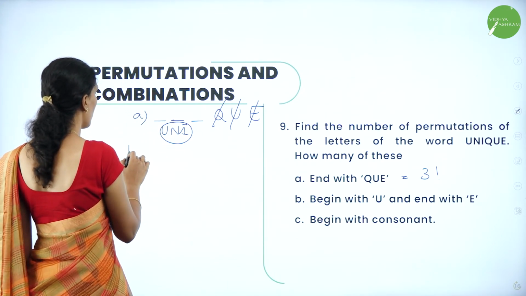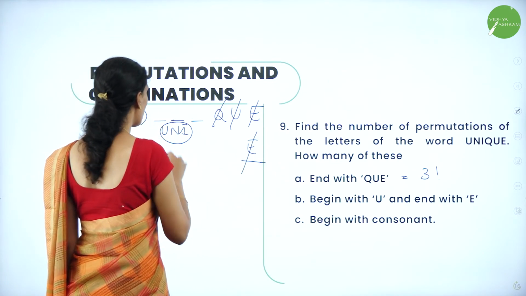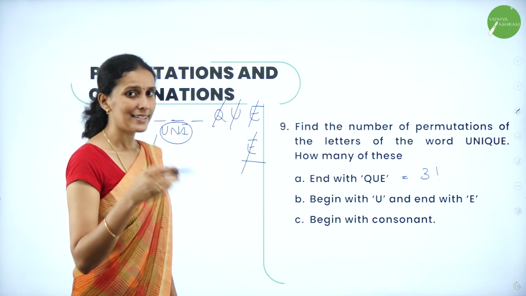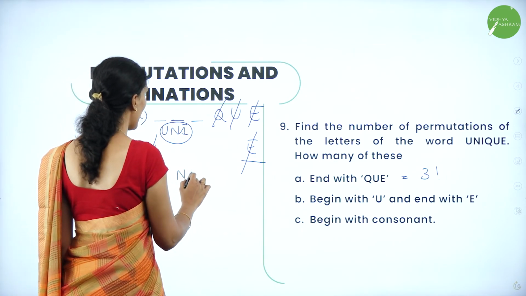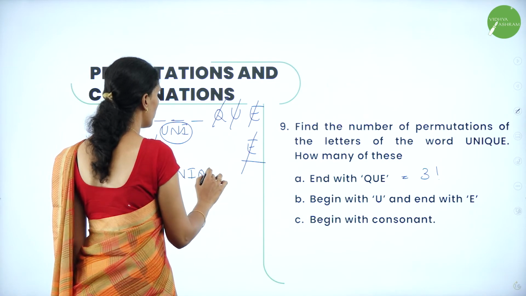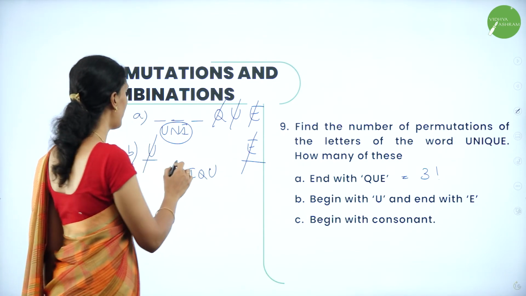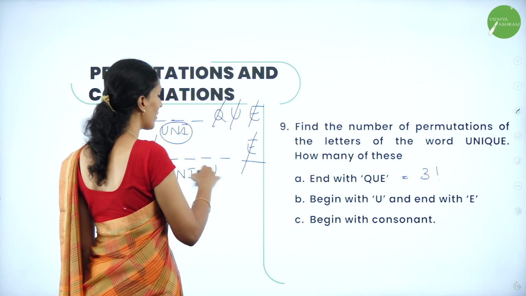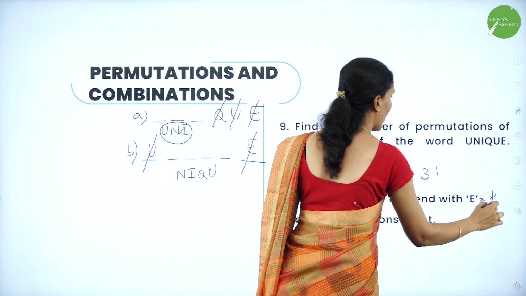Next. Begin with U, end with E. Here also the places are fixed. Do not consider U and E. What are the left letters? N, I, Q, U. I can rearrange only them. 4 different letters, 4 different places. I can rearrange them here. So therefore, my answer for this question is 4 factorial.